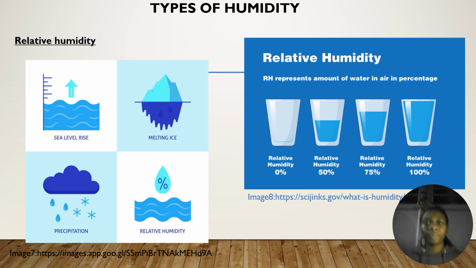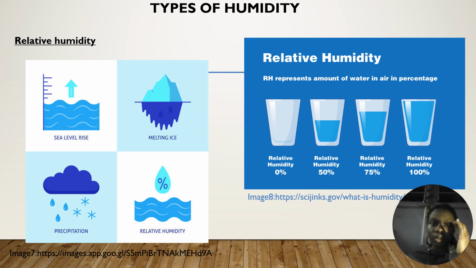Here we have the first graph, which shows the relative humidity comparison. As you see on this graph, relative humidity represents the amount of water in air in percentage. For the first graph we have relative humidity of 0%, which means that the amount of water in air is absent. On the second graph we have relative humidity of 50%, which shows the amount of water in air is increasing.